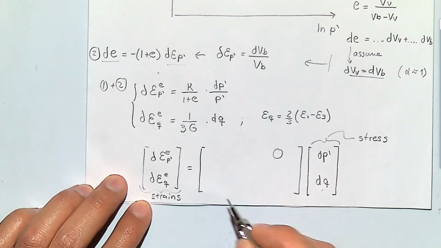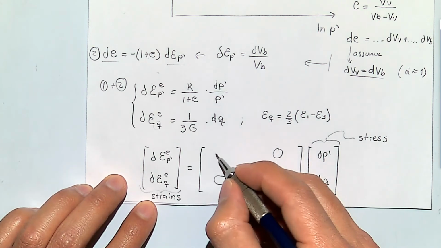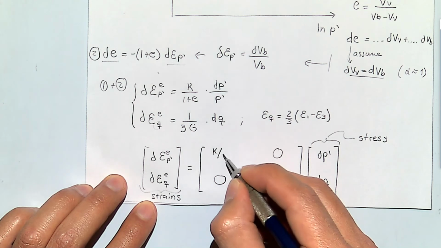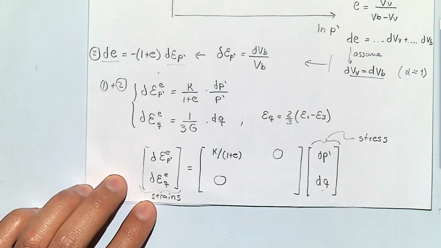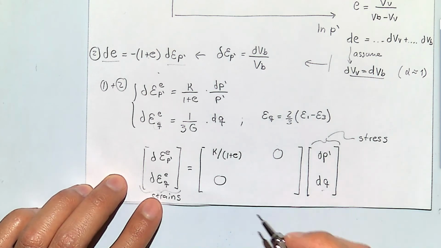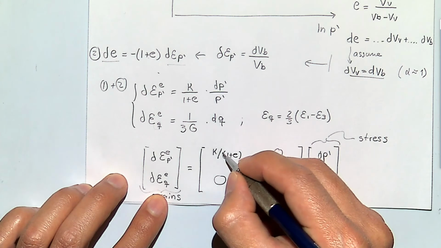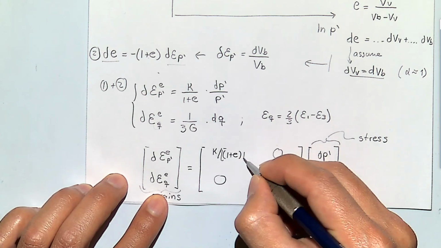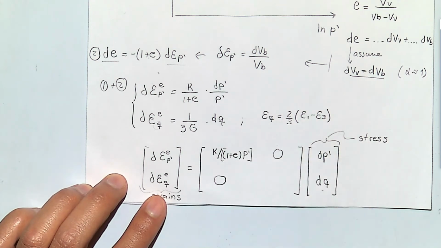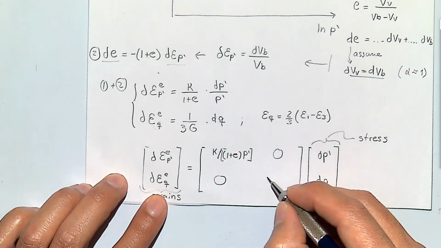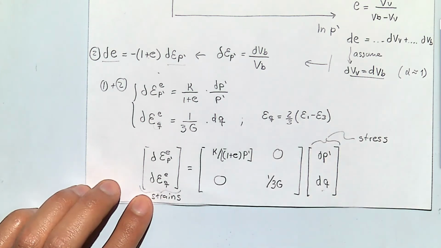So these two are zeros in this matrix, and here I have just this kappa divided by 1 plus the void ratio, and also I have here, actually I have this one and P prime, and here I have 1 over 3 times the shear modulus.